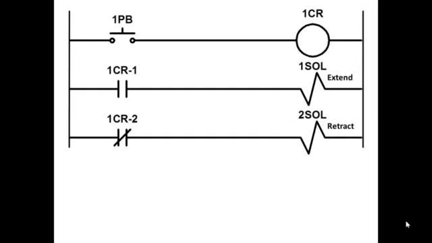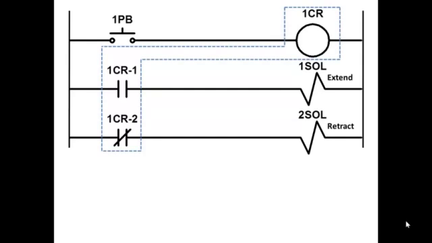And then in the third rung, the normally closed contact from 1 CR, if it's conducting, will energize 2 SOL and will retract the cylinder. Of course, we recognize that inside the dashed blue line, that is one device. 1 CR coil and 1 CR-1-2 relay contacts are all one device. So when you push the push button, 1 PB, you are affecting the other two rungs in the circuit.